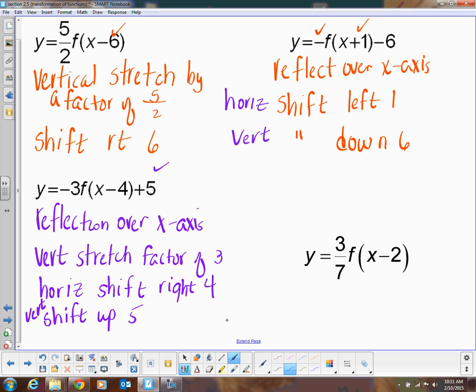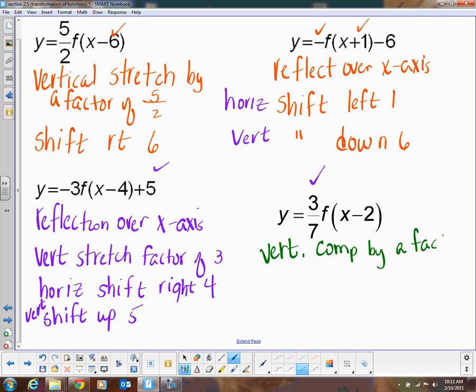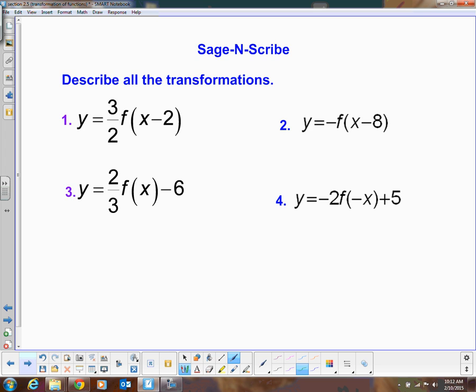What is this? Vertical compression by a factor of 3/7. What is this? Horizontal shift right 2. Yeah. That's all you need. There's a smiley face.